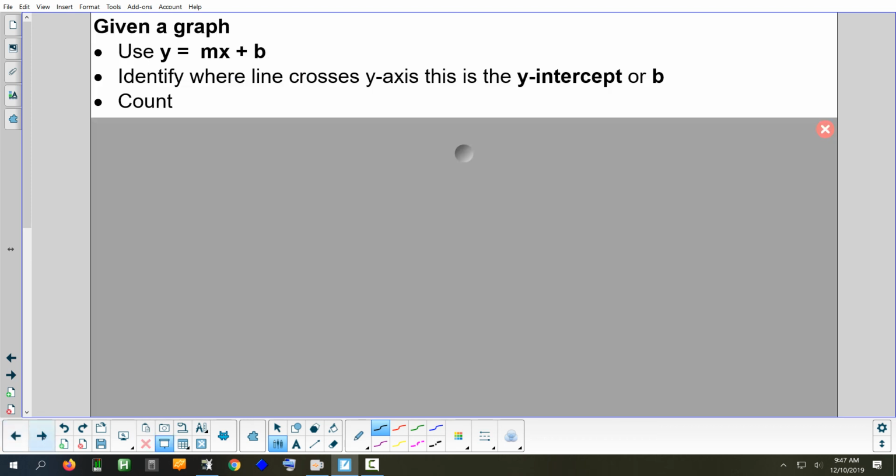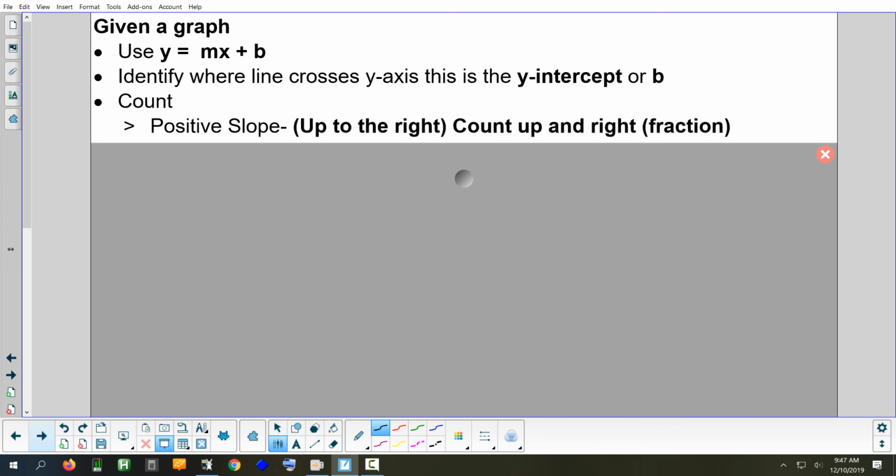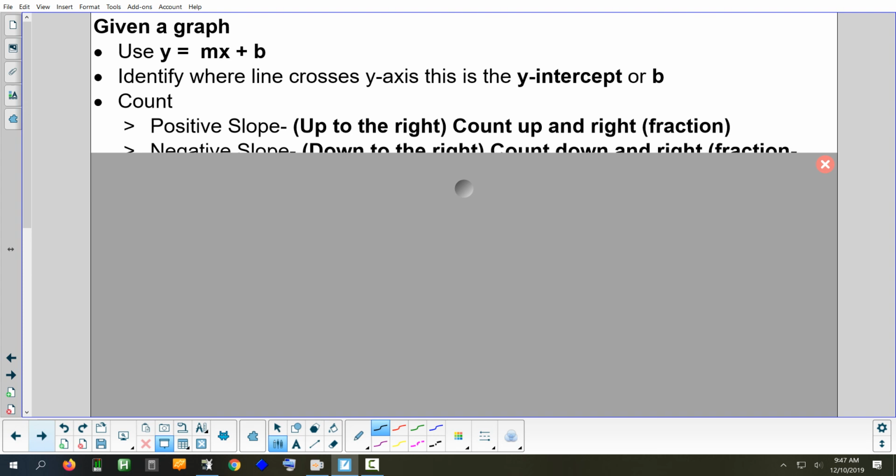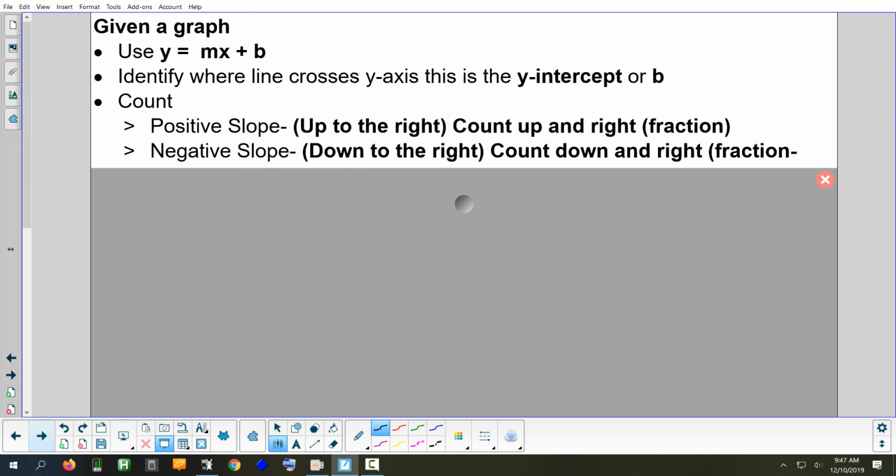Wouldn't that always end up being a fraction though? It's usually going to be a fraction. Yep. So it's always going to be a fraction. Okay? So you can see, always a fraction, but there's two kinds of slopes. It can be positive, or it could be negative. How do you know which one is which? Positive looks like this. The line goes up to the right. Negative looks like that. It goes down to the right.